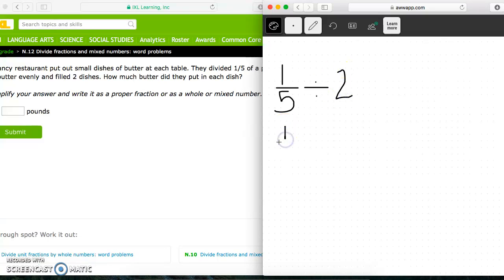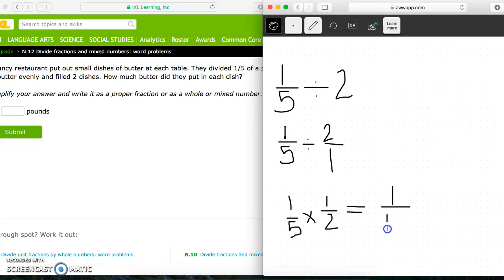So of course I'm rewriting this as a division problem with 2 fractions, and then I'm going to rewrite it as a multiplication problem with the reciprocal. So then I multiply. 1 times 1 is 1, 5 times 2 is 10.